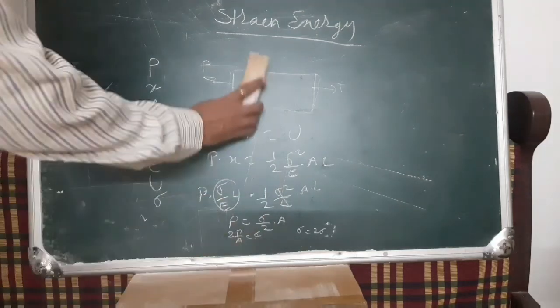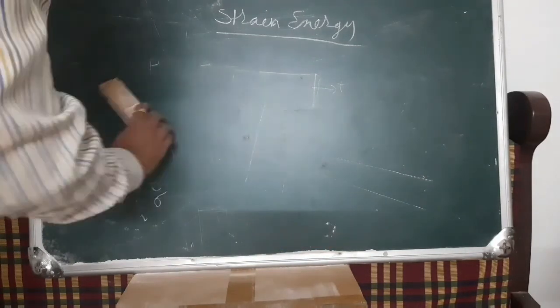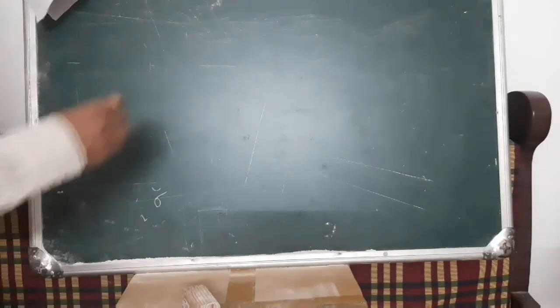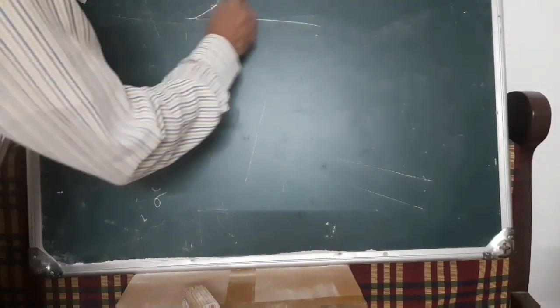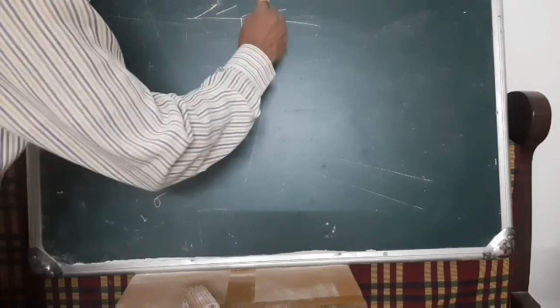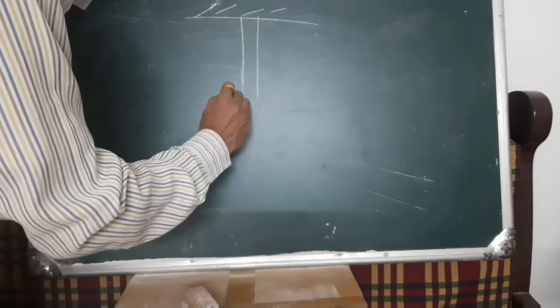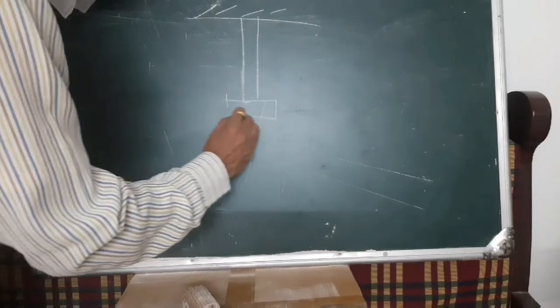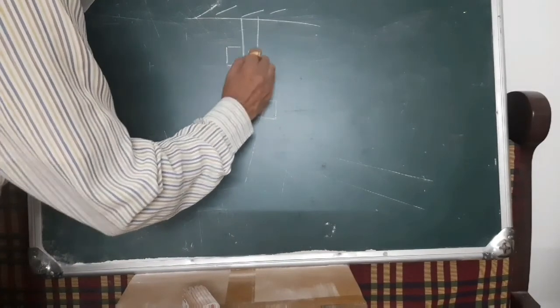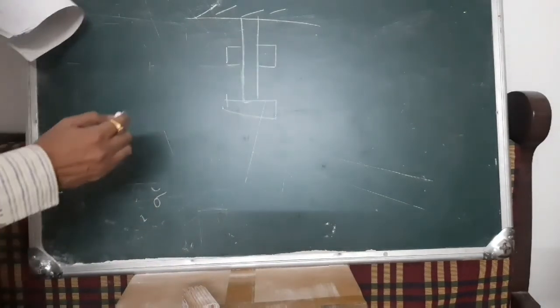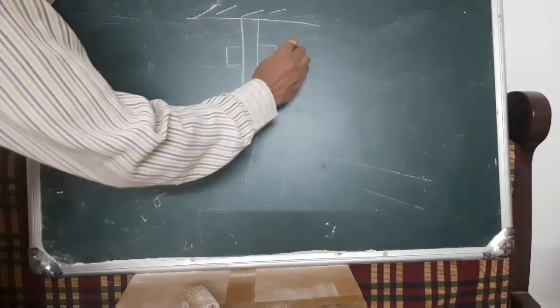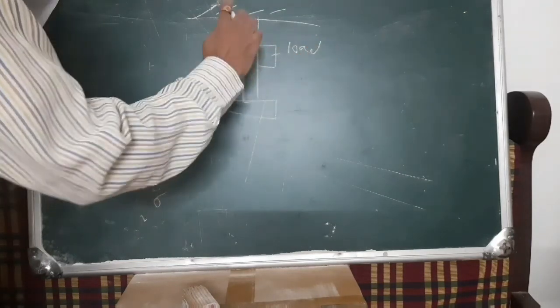Now the third case is impact loading. What is impact loading? A simple example is a bar which has a collar at the end, and a mass, the load, that falls from a height h.